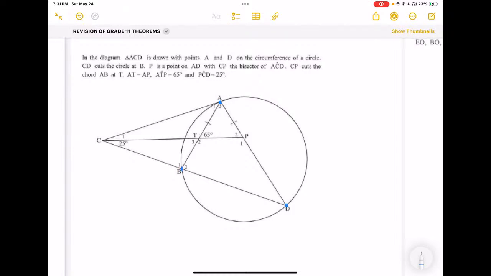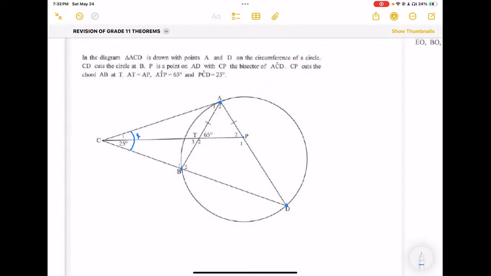And then they say P is a point on AD. P is on AD, is fine. And then CP is the bisector of what? CP is the bisector of angle what? Of angle ACD. Okay, so it's the bisector here. It means that this angle.